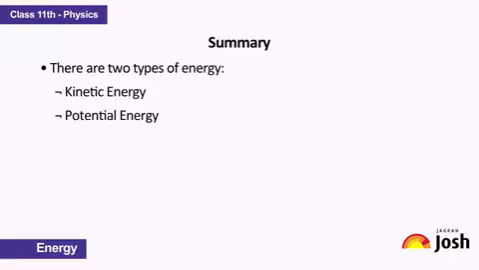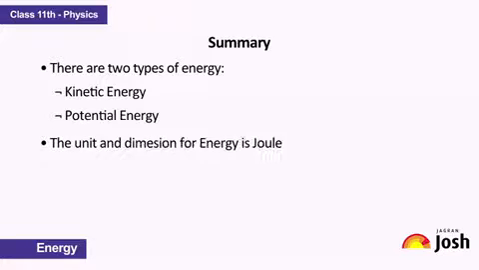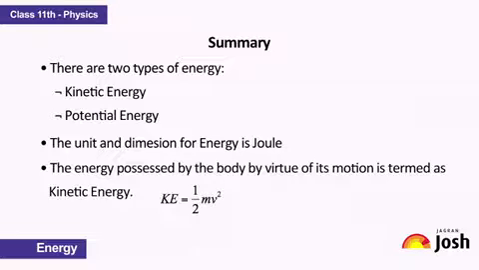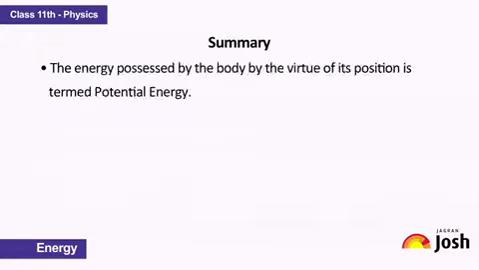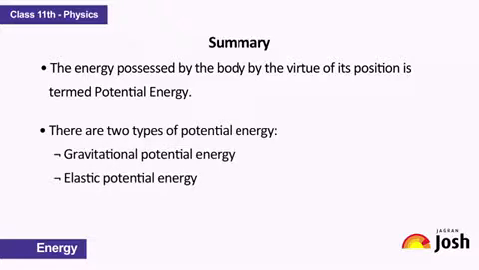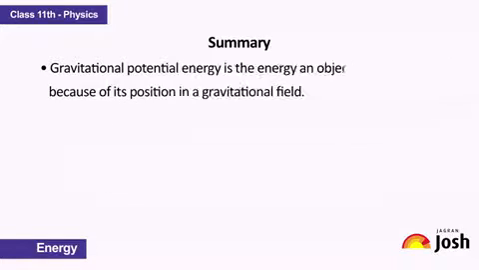There are two types of energy, kinetic energy and potential energy. The unit for energy is joule. The energy possessed by a body by virtue of its motion is termed kinetic energy. KE is equal to half mv square. The energy possessed by a body by virtue of its position is termed potential energy. There are two types of potential energy, gravitational potential energy and elastic potential energy. Gravitational potential energy is the energy an object possesses because of its position in a gravitational field. PE is equal to mgh.